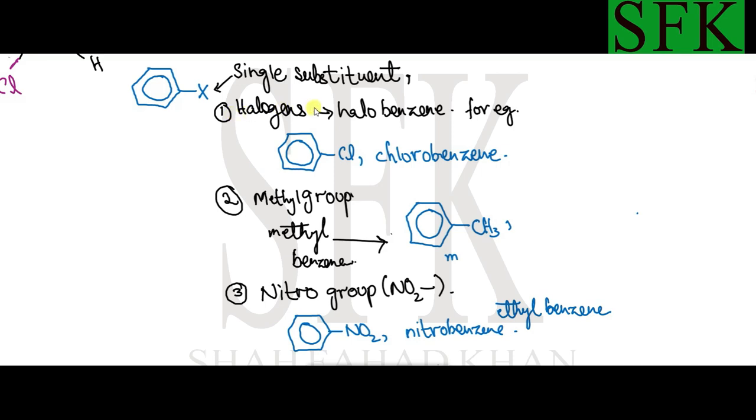They may be halogens. Whenever a halogen is a substituent, the name of that compound is gonna be halobenzene. This is how we name the halogen containing benzene compounds. For example, if I have chlorine as a substituent, it's gonna be named as chlorobenzene. If it were bromine over here, then it would have been named as bromobenzene, iodine, iodobenzene, and so on.